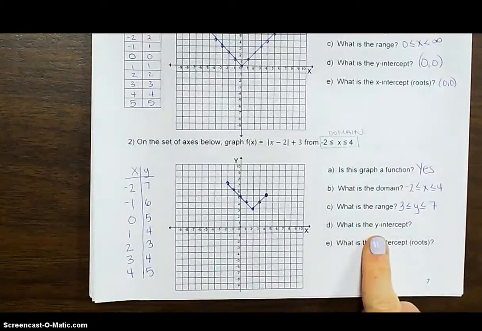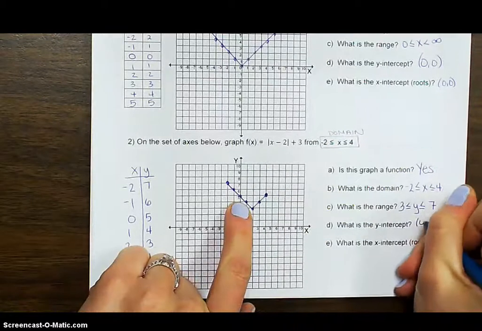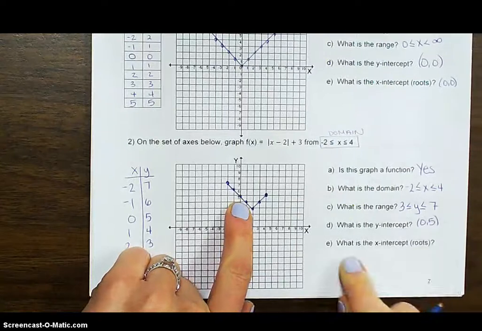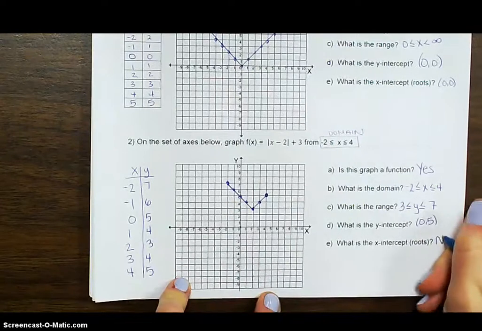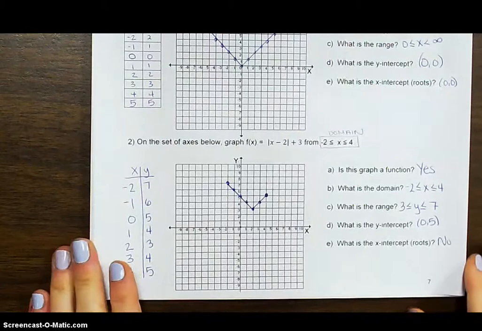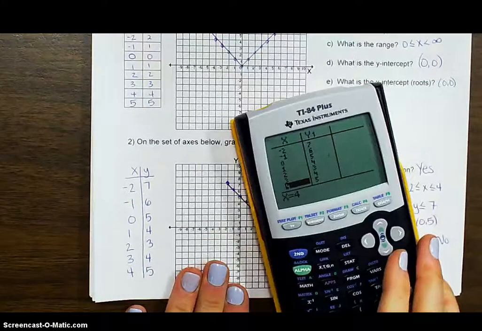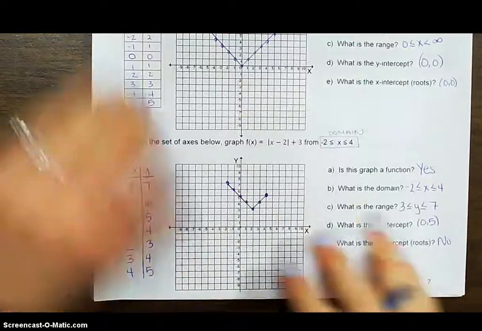Do you have a y-intercept? So does it cross the y-axis? Yes, it does, right here at (0, 5). And does it have an x-intercept? No, it never touches the x-axis, so we've got it. So ladies and gentlemen, this is how we find our points and we plot our graph. You're going to use your graphing calculator each time.